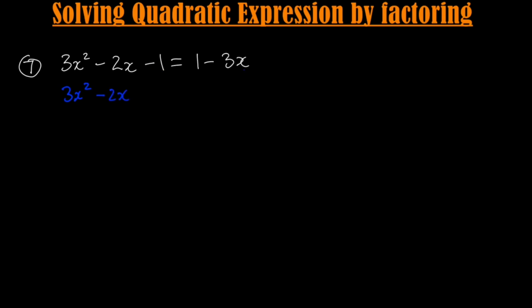We're going to try to move this negative 3x, right, or minus 3x, and we want to move this positive 1, so it will become minus 1 equal to 0. So we have some like terms right here, so we're going to go ahead and simplify those like terms. So negative 2x plus 3x gives us positive x. Negative 1 minus 1 gives us negative 2 equal to 0. So now we have our quadratic, which is 3x squared plus x minus 2 is equal to 0.